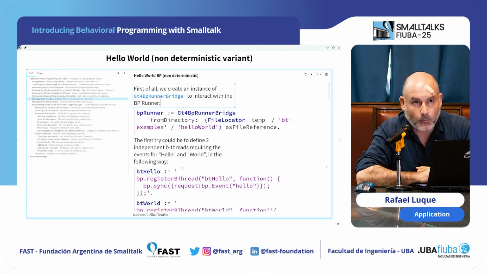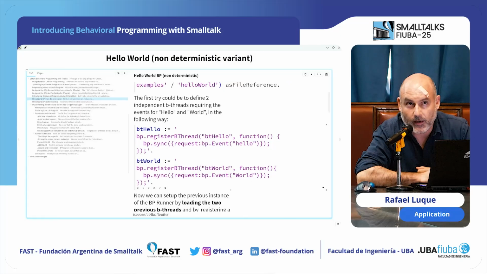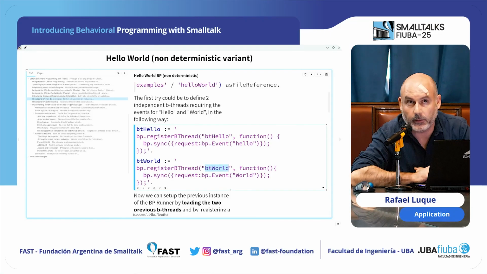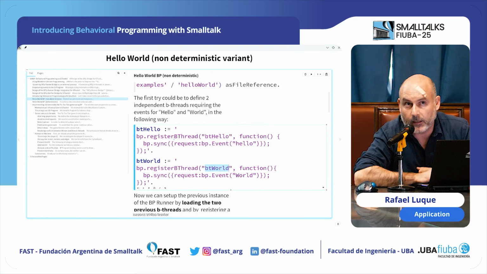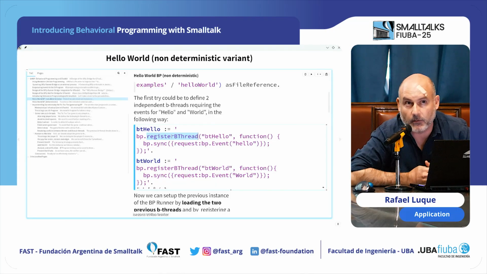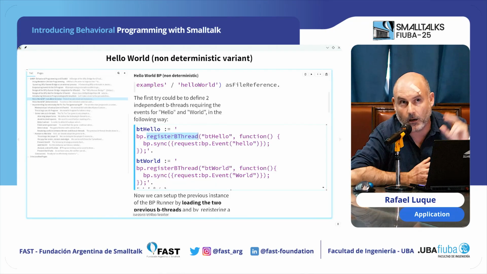explanations. We are going to define two B threads. The B thread named hello, BT hello, from B thread, and the B thread named world, BT world. We are registering these B threads through this function on the BP object.